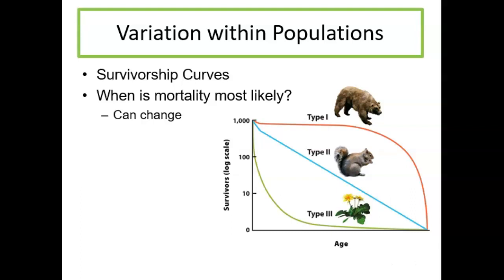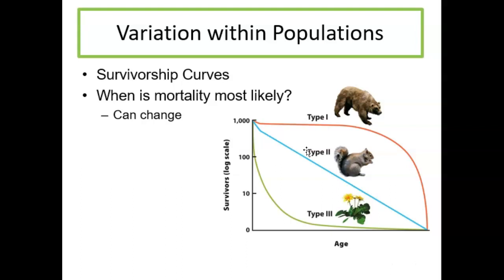Something else to think about is that you can see over here on the far left of the type 1 and type 2, there's some kind of steep drops early on. Well, that's because when organisms are very, very young, even if they have a type 1 survivorship curve, there's still a decent chance of them dying. And so they're very vulnerable when they're first born, and so we got a little bit of that type 3 curve in a type 1 and a type 2 curve.